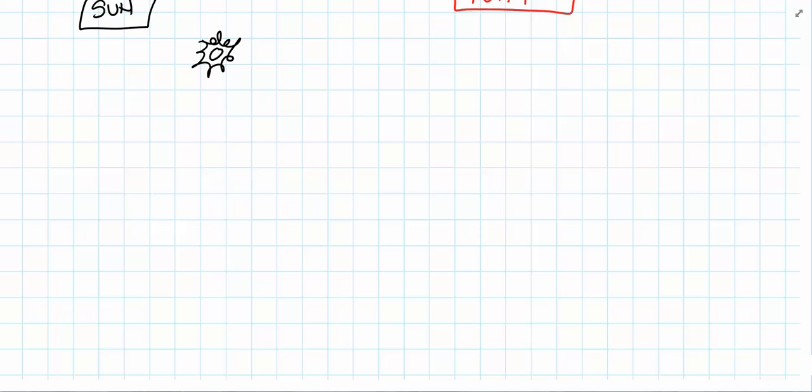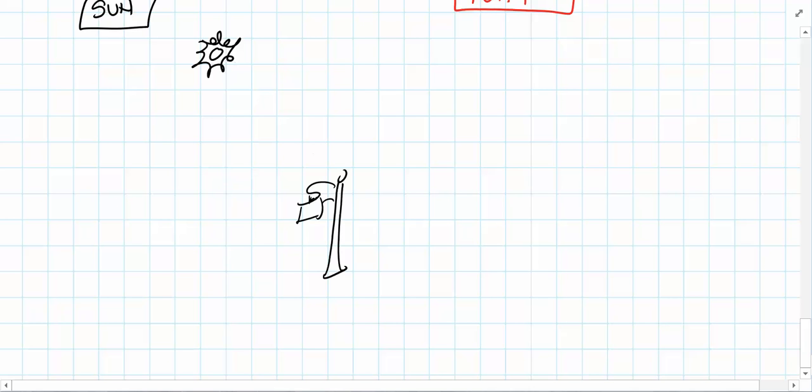So check it out. I have the sun, and let's say I have a flagpole over here. Okay? And here's my flagpole. Ooh, that's a good flagpole. Okay? And there, the sun is beaming down, hits the flagpole, and then creates a shadow on the ground. Check out my cool little shadow that I have on the ground.